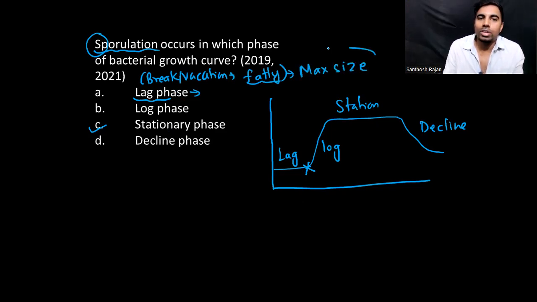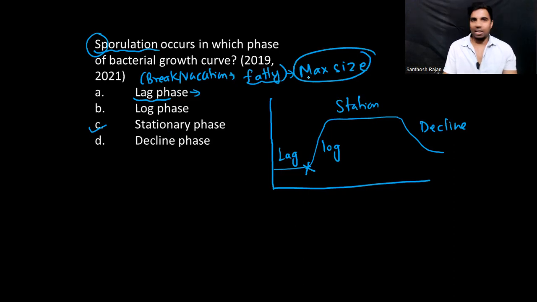So bacteria ka maximum size kab hota hai? Lag phase mein hota hai, college ke pehle. Jab college mein aate ho, you will become active, log phase aata hai. When you are working, going to the gym, you'll be very fit. So bacterial size will slowly decrease. So at the end of the lag phase, size will be very high, just before the log phase starts.